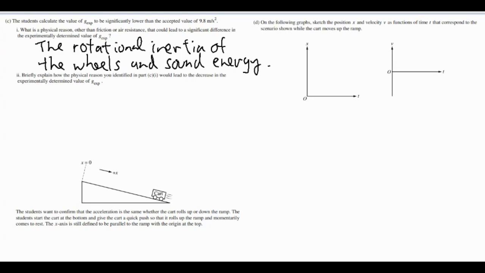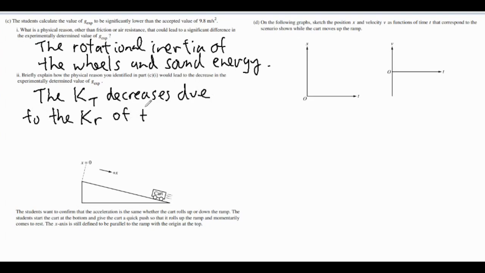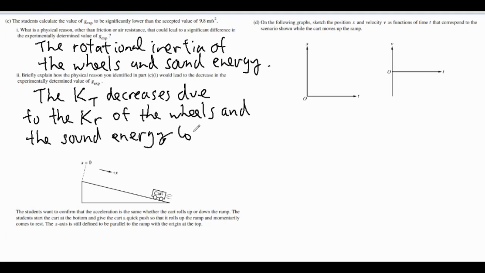So let me go ahead and put that into words. So I went ahead and wrote the translational kinetic energy decreases due to the rotational kinetic energy of the wheels and the sound energy lost to the environment.